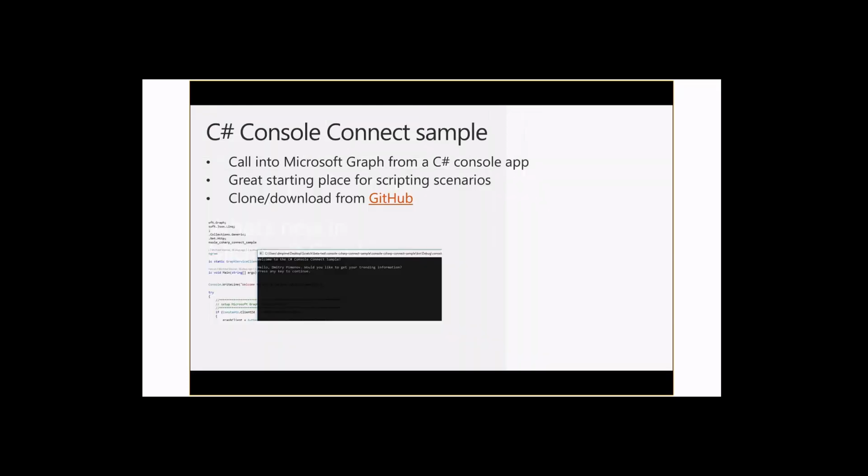Great, thank you, Ina. One of the things that we're really happy to announce is we have some new samples. One of the samples I want to highlight is a console app sample for calling into Microsoft Graph using C#. This is a really great sample for basically any scripting scenario that you might have. You don't have to understand any of the UI components in some of the other samples, so it's really easy to just get started making calls. You can clone this from GitHub, and you can also take a look at some of the quick starts that we have available.